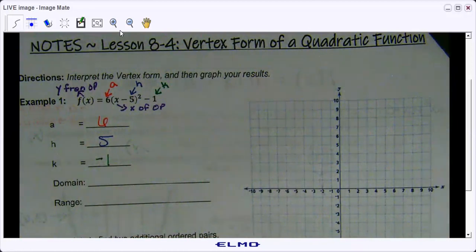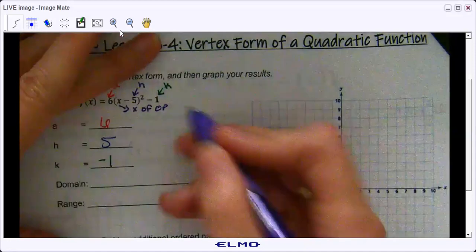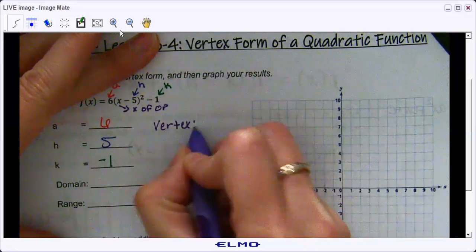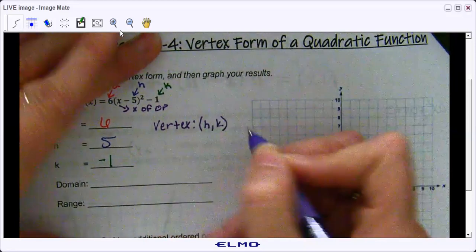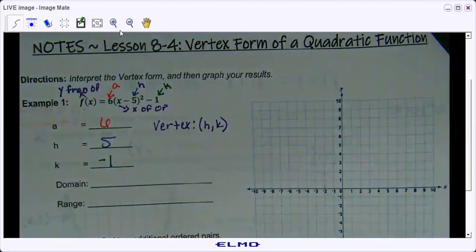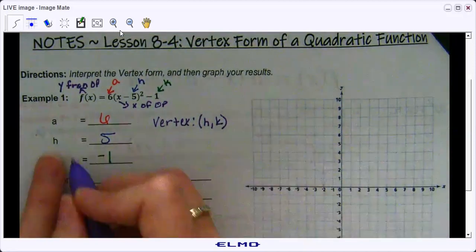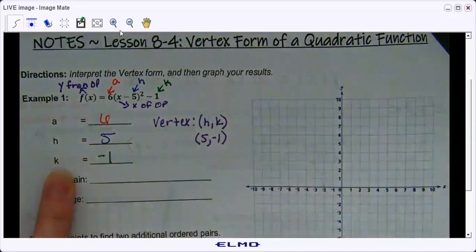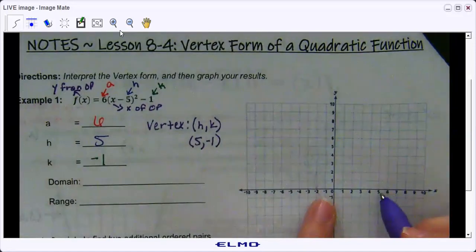So what we're gonna do here is we need to find 2 points that we can graph with our vertex. So if we were to graph our vertex, what is our vertex? And we're gonna write this here. Your vertex is HK. That's your vertex. So if we were to graph our vertex, our H is 5 and our K is -1. So we're gonna plot that on our graph. We're gonna do 5, -1.